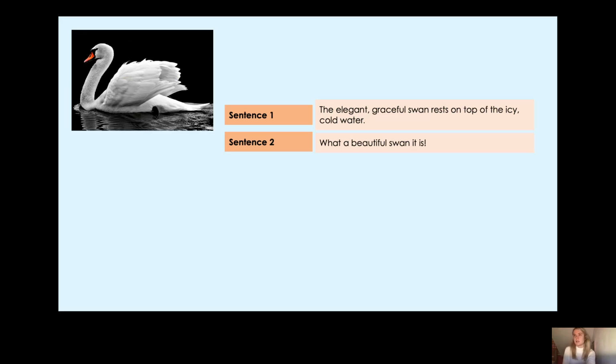Right, my third sentence, I needed to write this in the past progressive tense. Now, I remember with the past progressive tense, you need the subject, so who's doing the action.